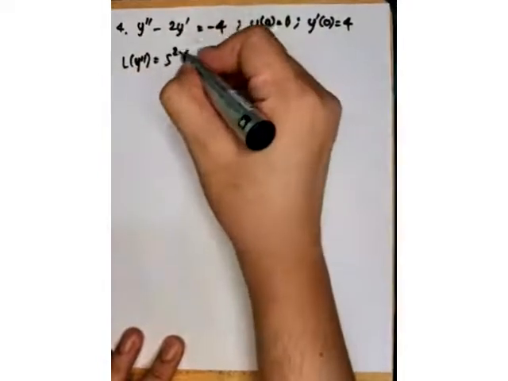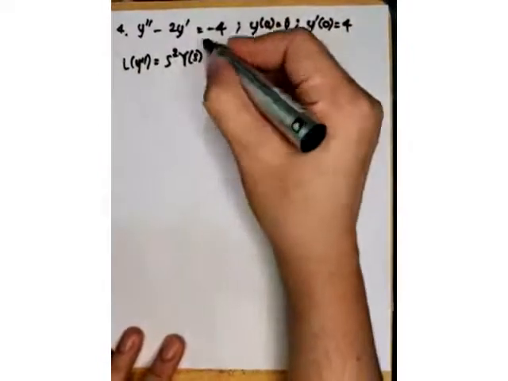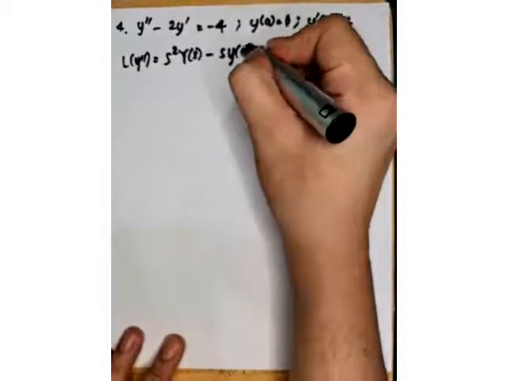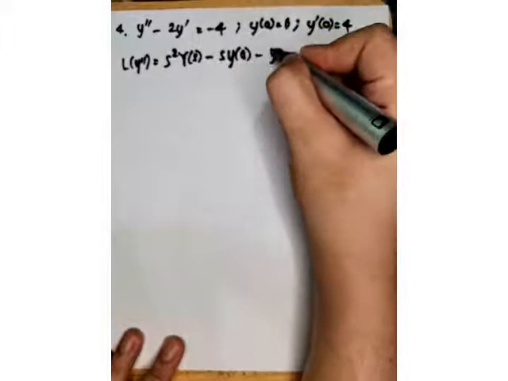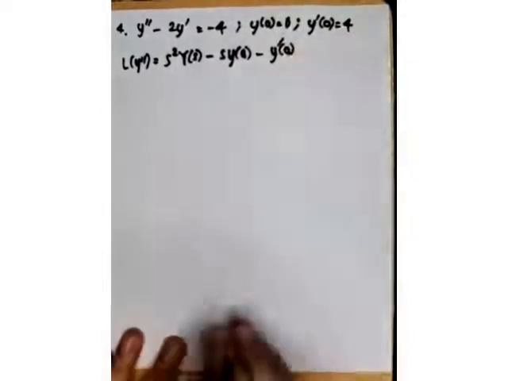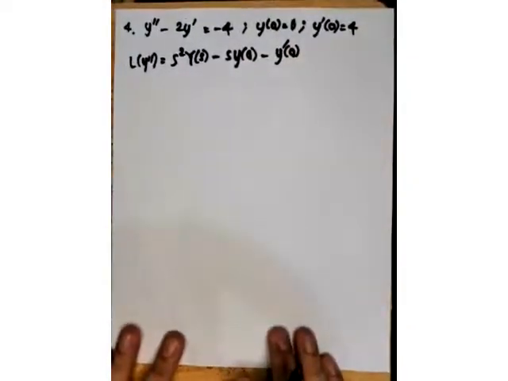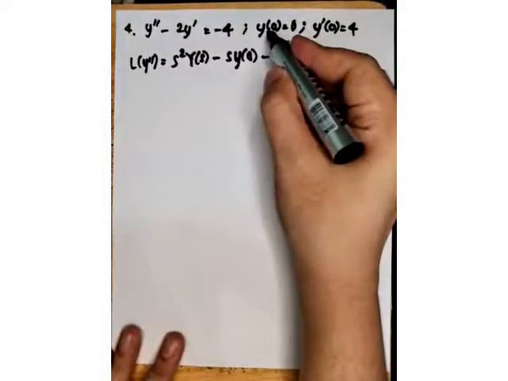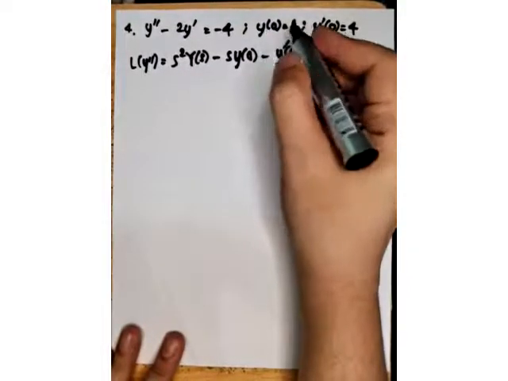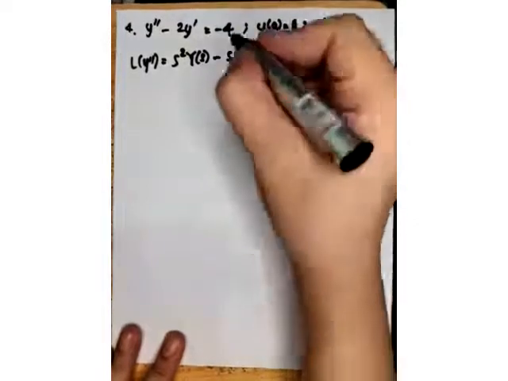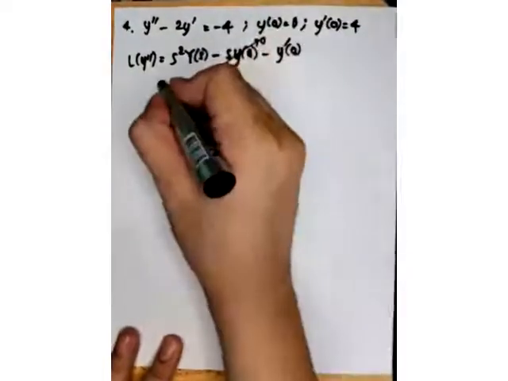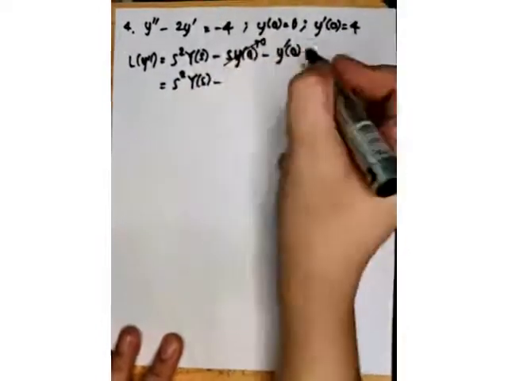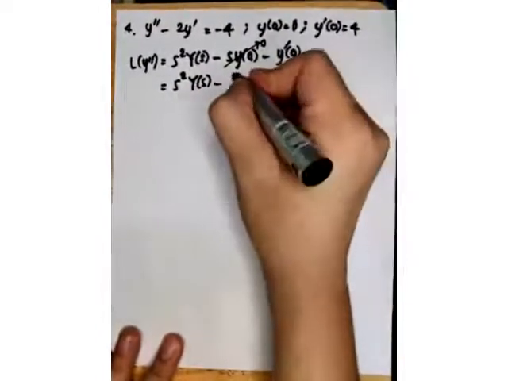So we'll have s squared Y of s minus s times y of 0 minus y prime of 0. When x is 0, y of 0 is equal to 0, so therefore this term will be 0. So I only have s squared Y of s minus, what's the value of this? The value of this is 4.